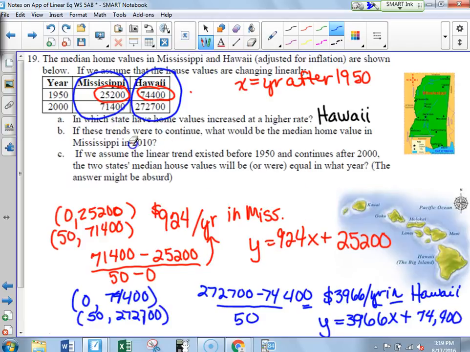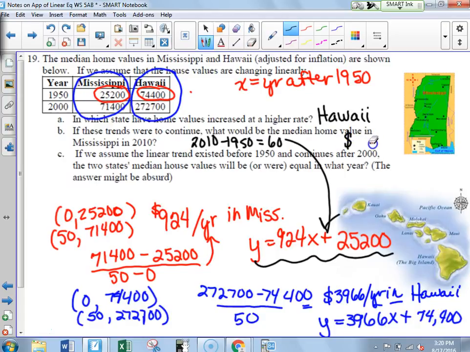Mississippi in 2010. We didn't ever finish part B. Mississippi in 2010. So we need to take this and put in a what? From 1950 to 2010, so we need to put a 60 in there for x. 924 times 60 plus 25,200. So the answer they're looking for here is the median home value in Mississippi, $80,640.